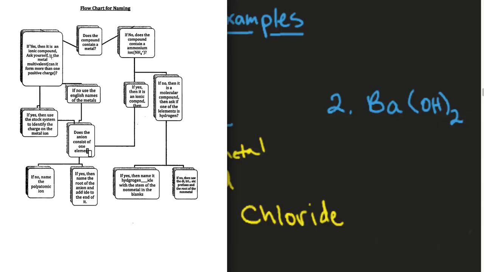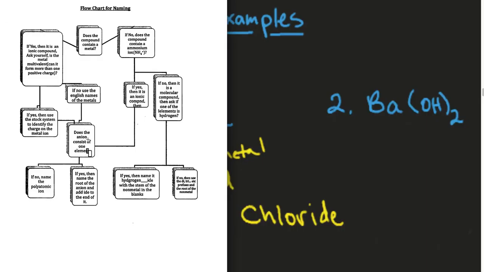So this is the flowchart available on the website. You need to ask yourself, does the compound contain a metal? If it does, then it's ionic. Then you need to ask yourself, is the cation a transition metal? Can it form more than one positive charge, like iron? It can be 2 or 3. If yes, then we have to use the Stock system of Roman numerals. If not, then we use the English names of the metals.